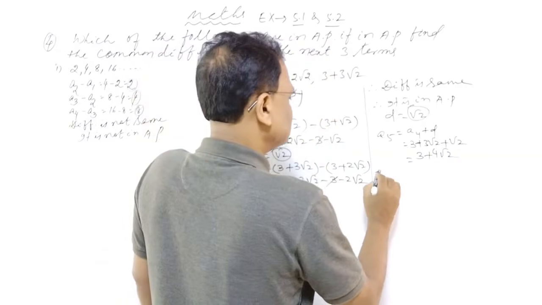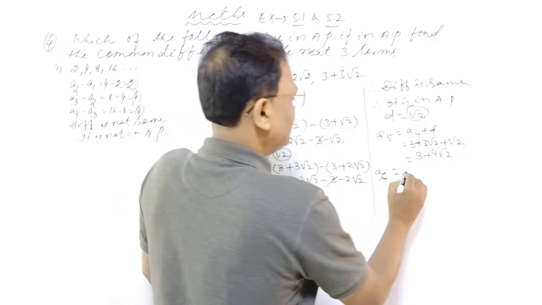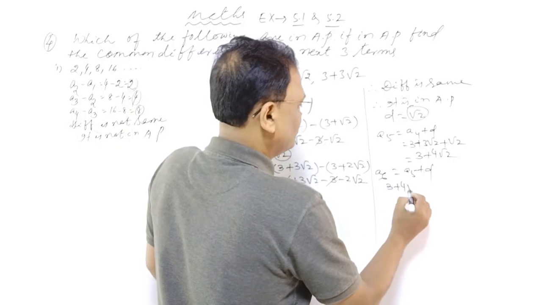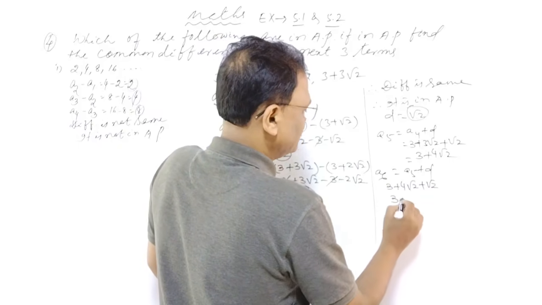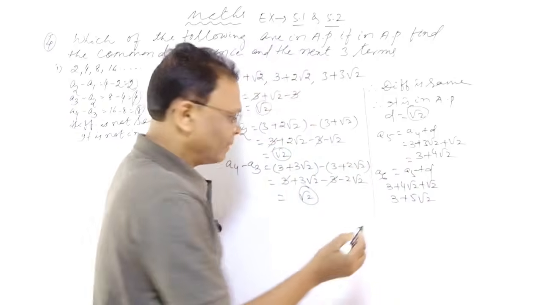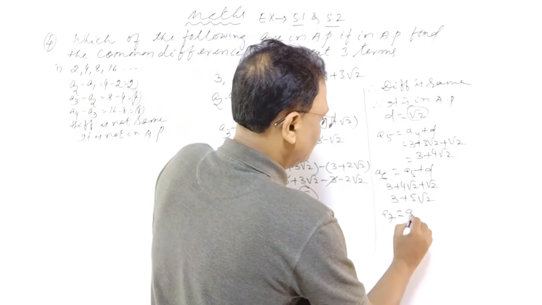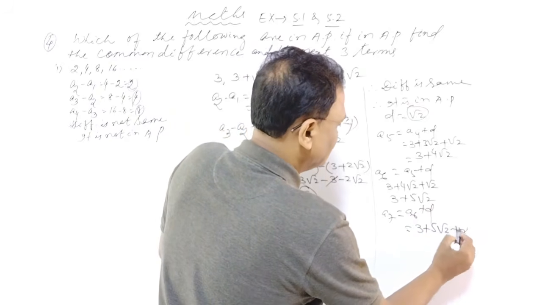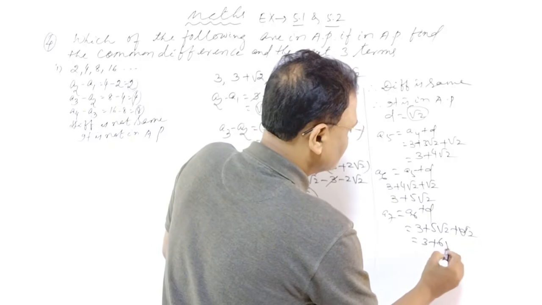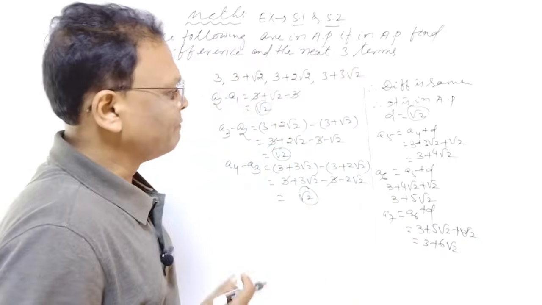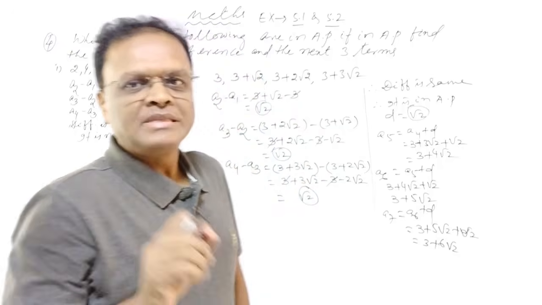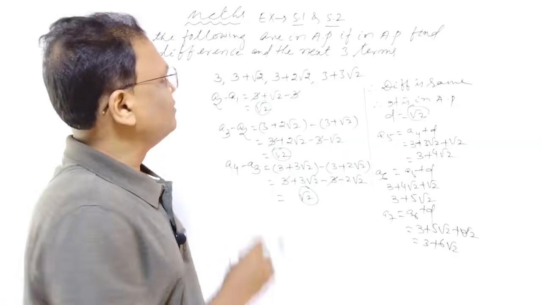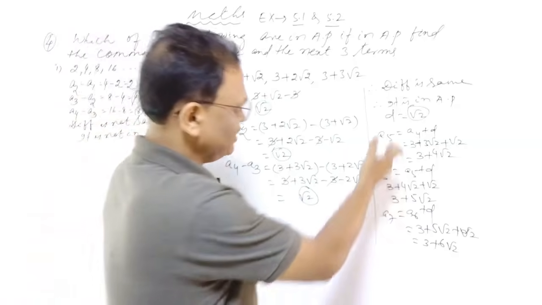a5 over. Now a6. a6 is equal to a5 plus d. My a5 is 3 plus 4 root 2 and d is again root 2. This gives me 3 plus 5 root 2. a6 over. Now a7. a7 is equal to a6 plus d, but a6 is 3 plus 5 root 2 plus again root 2. This gives me 3 plus 6 root 2. So the fourth term is already given, and fifth, sixth, seventh I found. Likewise, you can do all the questions from this 5.1, the last question. Actually the method is this one.